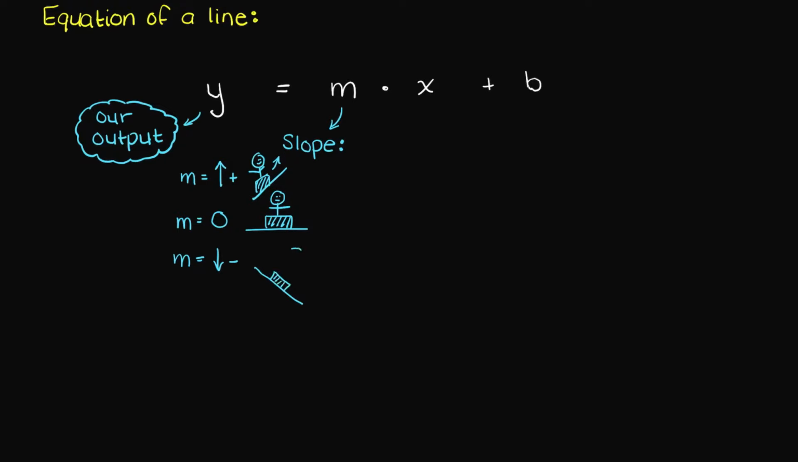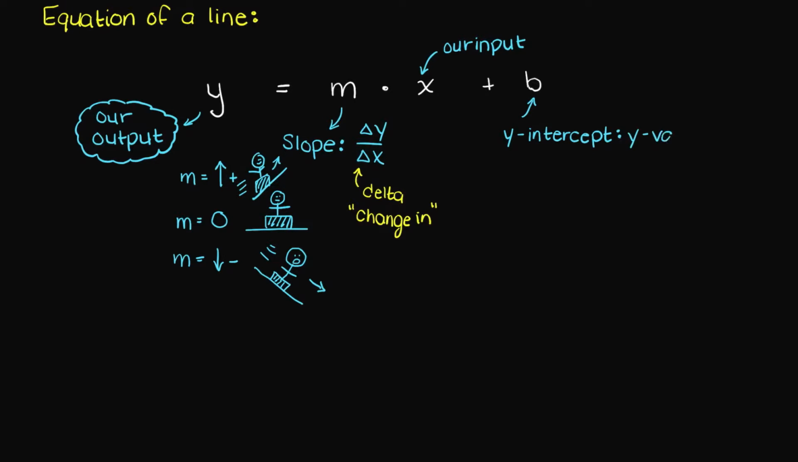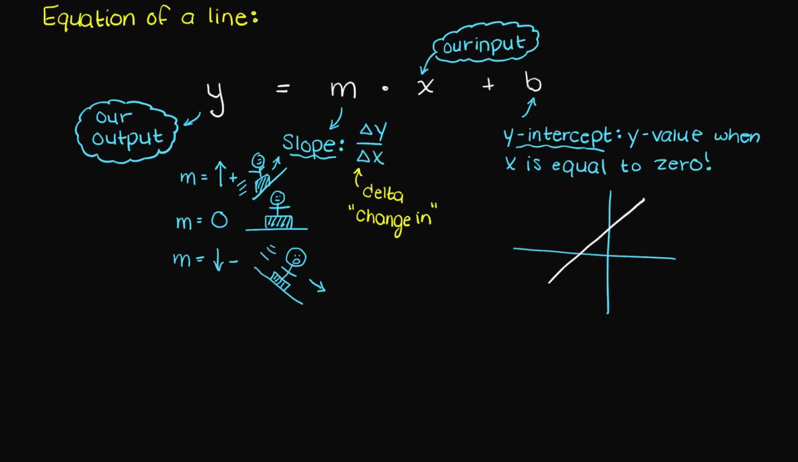I just want to ensure that you understand slope is the change in y over the change in x, and these little triangles here are called deltas, which just means the change in. So this slope is multiplied by our input, which we typically write as x, plus b, which is the y-intercept, which is simply the value of y when x is equal to 0, essentially where our function hits the y-axis.